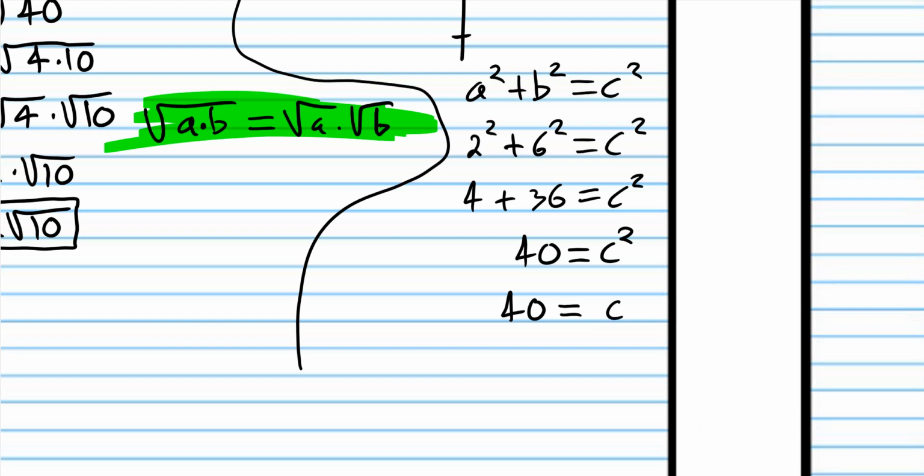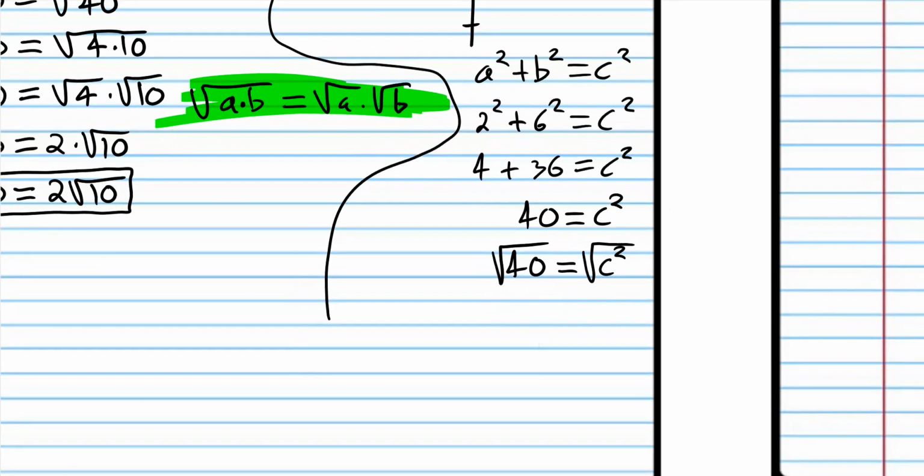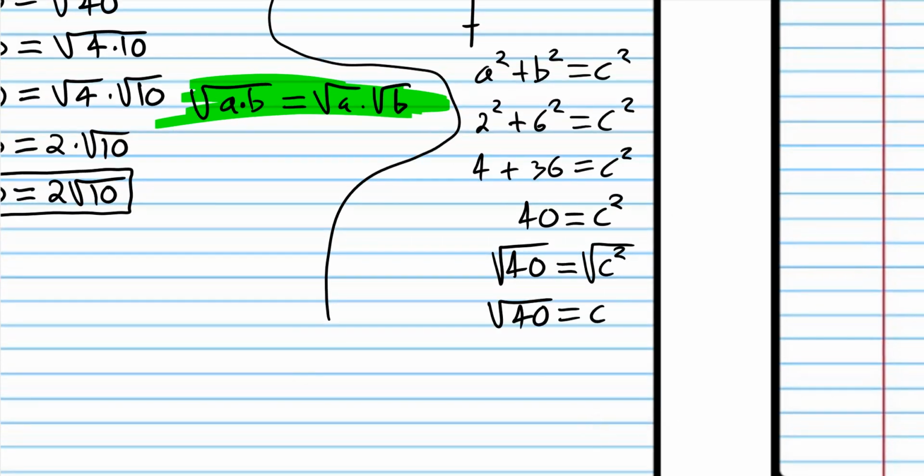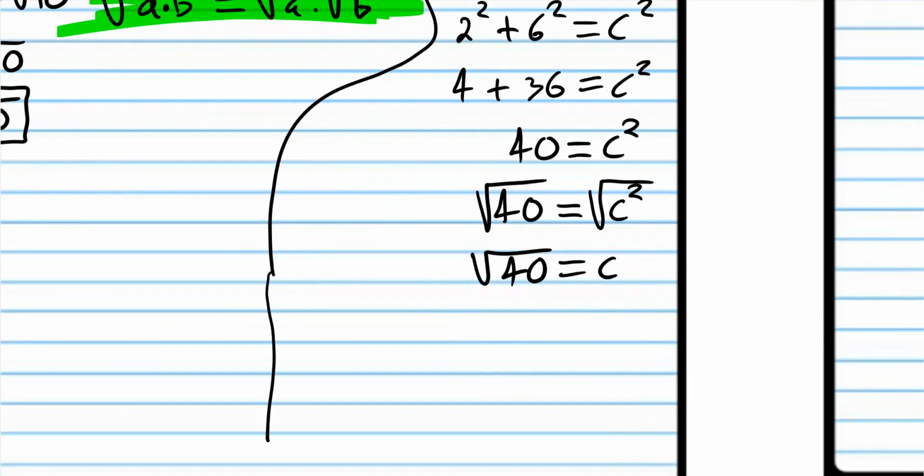So we have to get rid of that second power, and square rooting is the opposite of squaring. So then we get c is equal to the square root of 40, and we pull out the perfect square, and we get 2 root 10. Now, I explained previously, I should probably explain again, how to do that. You cannot leave the answer as square root 40.